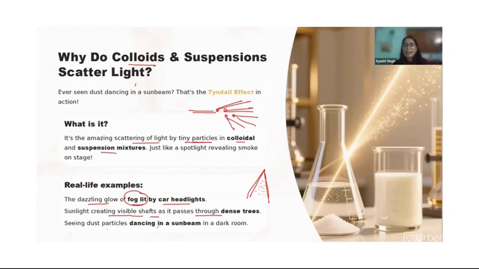Seeing dust particles dancing in a sunbeam in a dark room. So if you open a window a little, or maybe there is a hole in your window, you will see the sunbeam coming, and from there you will be able to see the small dust particles, right? Okay, so these are all examples of colloids.